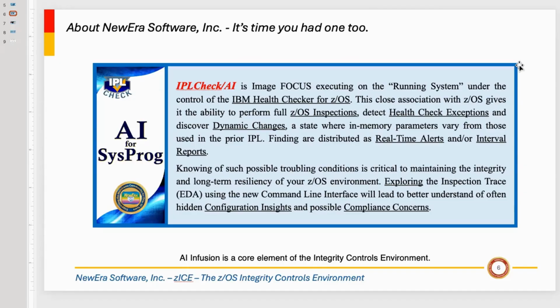I mean, I know you've heard many times about the stories about big data and how it can overwhelm you. That inspection trace that is produced by IPLCheck is large, and being able to explore it in a systematic way is critical to the configuration insights and other compliance concerns that you might have that are not just obvious by reporting errors, warnings, notices, or exceptions.